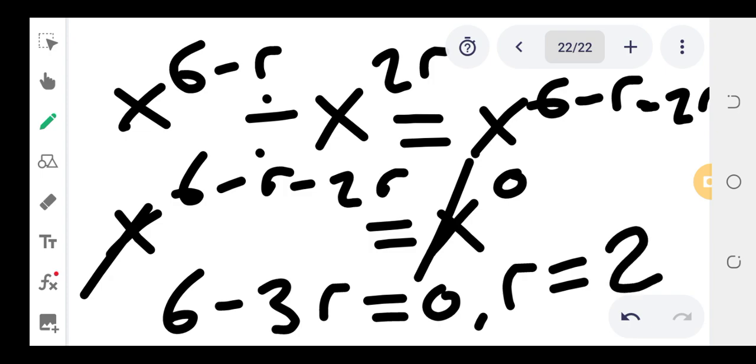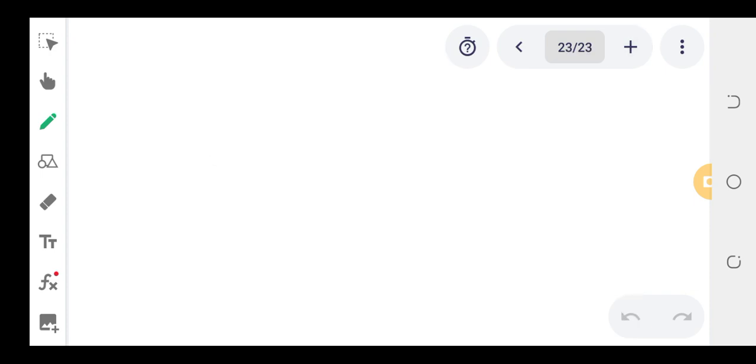So in this expansion, we do have the term independent when r is equal to 2. When r is equal to 2, that's where we have the independent term. So now let us evaluate this independent term. So we say this independent term is simply 6 choose r.